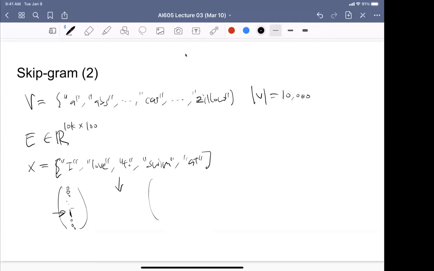And similarly, we will have swim that may be in the later part of the vocab. So we have 0, 0, 0, 0, and then at the later part, you have 1 and then 0, 0, something like that. So each is a one hot. And then suppose these vectors are X1 one hot, and this will be X3 one hot.